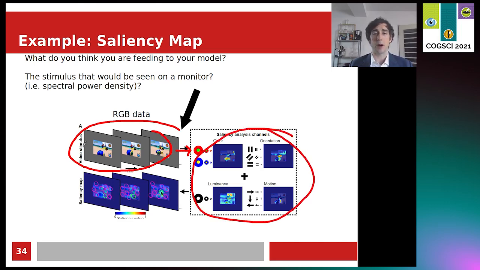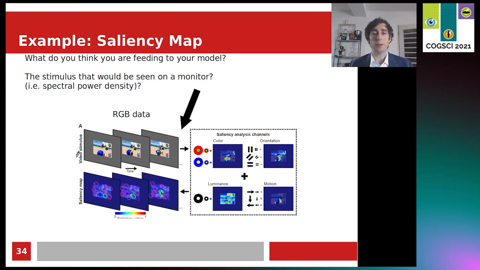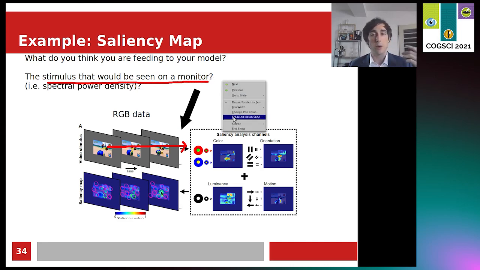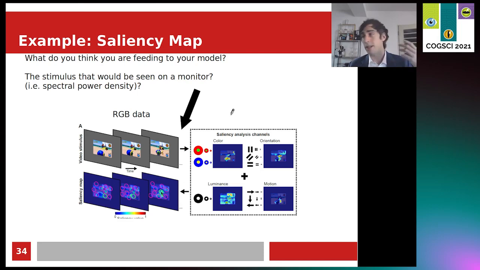I just fed the raw RGB pixels from this video frame in, right? But what do I actually want this to represent? The input to my model, should it be the stimulus that was seen on the monitor? In other words, the amount of light that's projected by the monitor? Or should it be something else? Should it be the raw encoded values, the light projected by the monitor, the perception as seen by the photoreceptors of the subject?